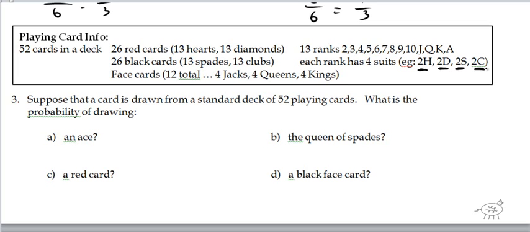So there are 12 of them, because there are 4 jacks, jack of hearts, diamonds, spades, and clubs, and then a queen of each of those and a king of each of those. So there are 12 face cards total. Got to know those things. Memorize this. It's not that difficult.